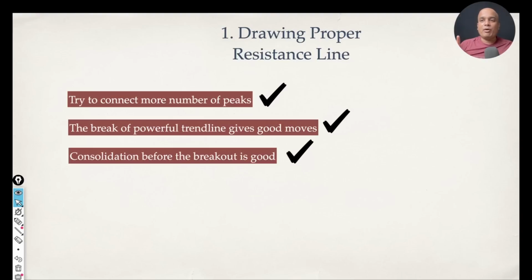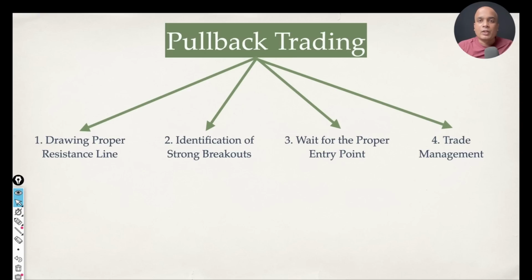See, number one point I have covered: drawing a proper resistance trend line. It covers three important aspects. We should try to connect more number of peaks, because the break of that particular powerful trend line will give a very big move on the upside. And number three is consolidation before the breakout is good. So now I have covered the topic of drawing a proper resistance trend line.